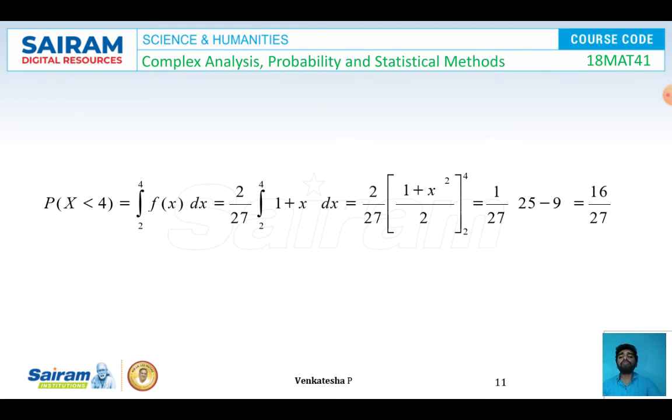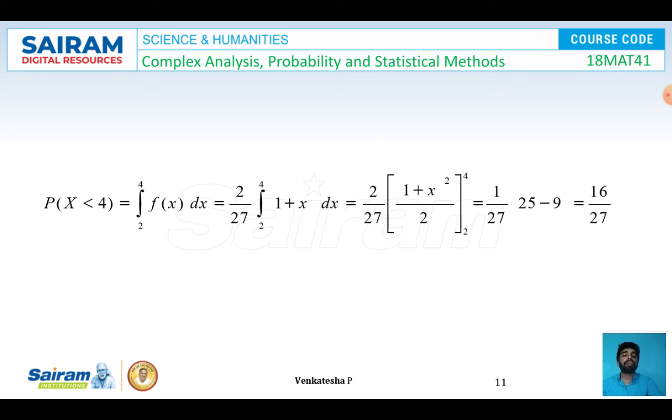Now I am going to find the value of P(X < 4). P(X < 4) means the interval varies from 2 to 4, so the integral from 2 to 4 of f(x) dx. Taking k equal to 2/27, we have 2/27 times the integral from 2 to 4 of (1 + x) dx. Keeping 2/27 as it is, after integrating 1 + x, I got (1 + x)^2 divided by 2 between the limits 2 to 4.